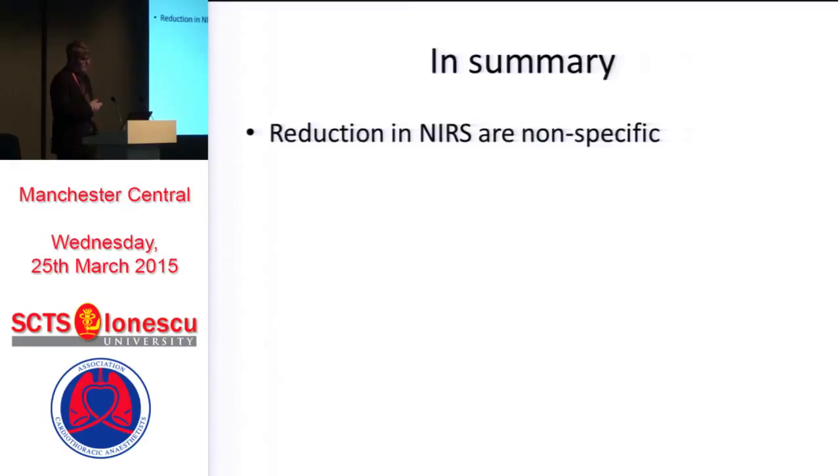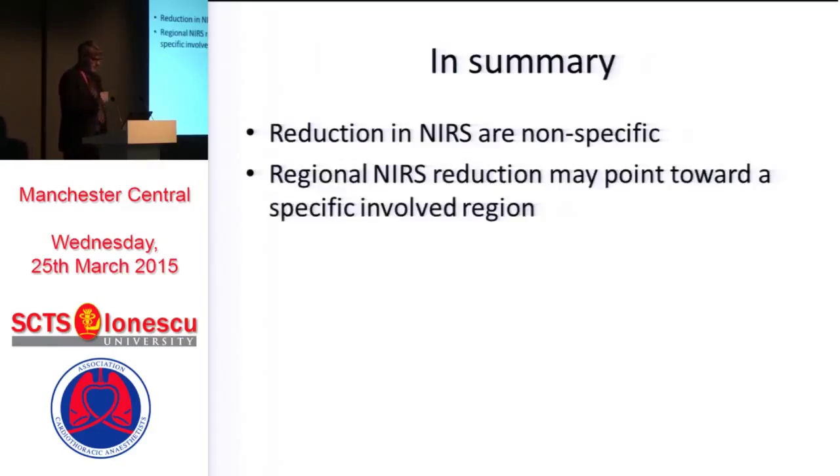So in summary, reductions of NIRS are non-specific. The word monitor comes from the Latin monere, which means warning. So the monitors are telling us there's a problem, but they're not telling us what the problem is. The real advantage is that if you use regional NIRS, you can know that you have a regional problem. And for instance, when we have ECMO, we use it in the extremity to detect ischemia. If you have it just on the brain, then you know the problem is localized to the brain.